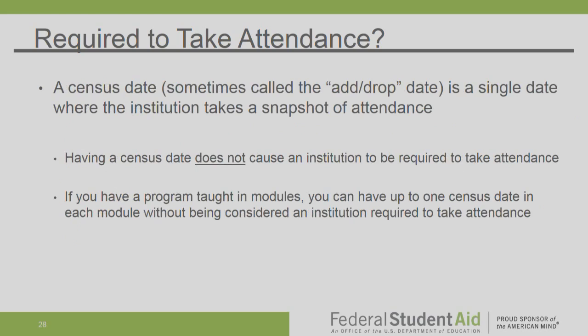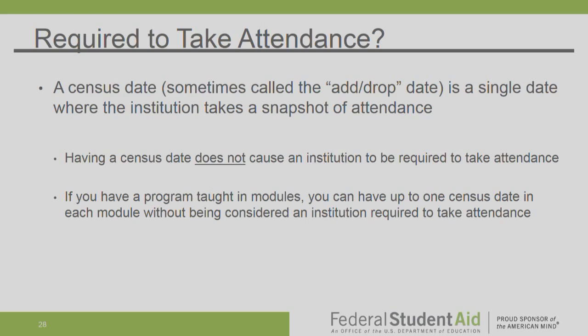So another question, because that actually usually raises a bunch of other questions, and this is one that we want to help answer for you. Even though if you take attendance for a short period, you are considered to be attendance taking during that period, a census date, sometimes called an add-drop date, that you probably are all familiar with, where you take a snapshot of attendance for a single day, does not cause an institution to become an attendance taking institution under these requirements. So if you have a census date where you're trying to identify what the student is enrolled in and sort of lock down that enrollment, that does not automatically make you required to take attendance.